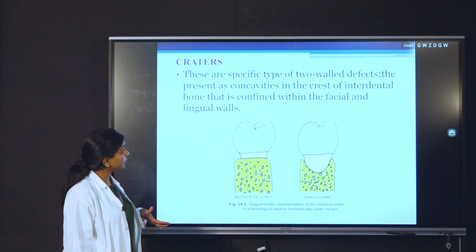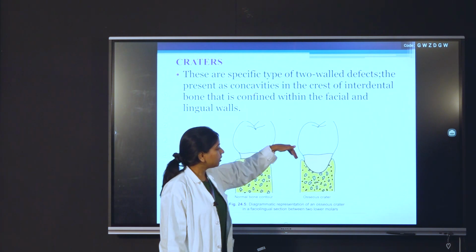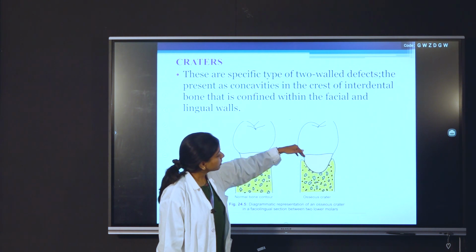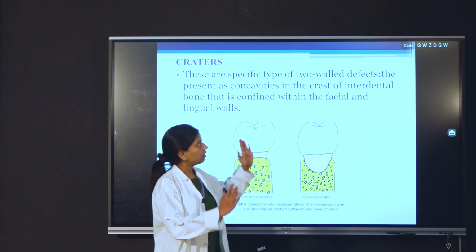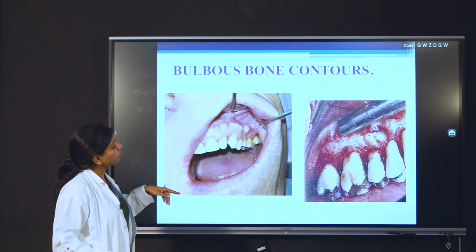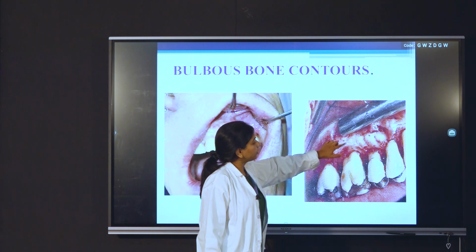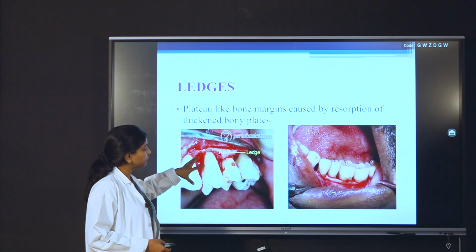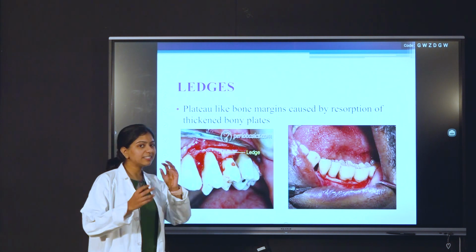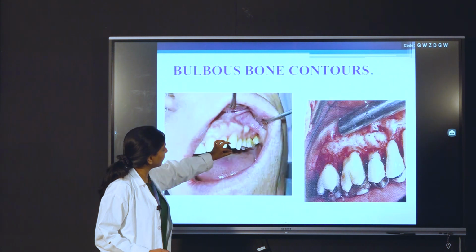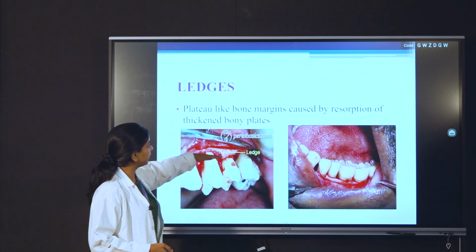Next, talking about craters. Craters are basically a concavity, like a depression. You will see a concavity between the facial and lingual margins of the bone. Bulbous bony contours are enlarged bony contours. Then ledges are plateau-like bony margins caused by resorption of thick bone. When a thick bone is getting resorbed, it will have a ledge-like, plateau-like appearance.